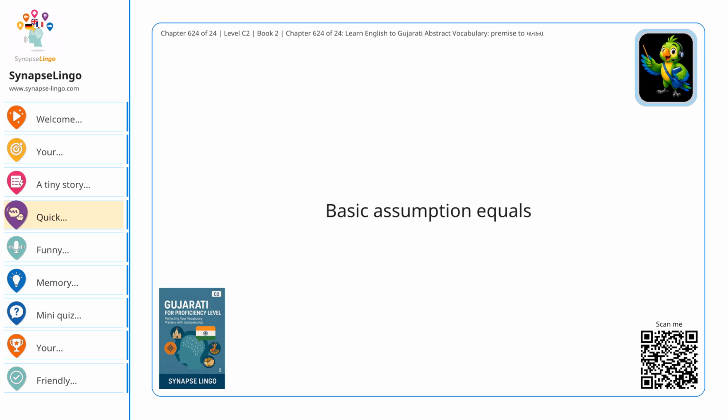Basic assumption equals मूळ मान्यता. Every plan has a मूळ मान्यता, whether people notice it or not. Mission statement equals ध्येय निवेदन. A company puts its ध्येय निवेदन on the wall. Reference framework equals संदर्भ माळखू. Researchers use a संदर्भ माळखू to compare results. Normativity equals मानकता. Philosophy studies मानकता when it asks what people ought to do.